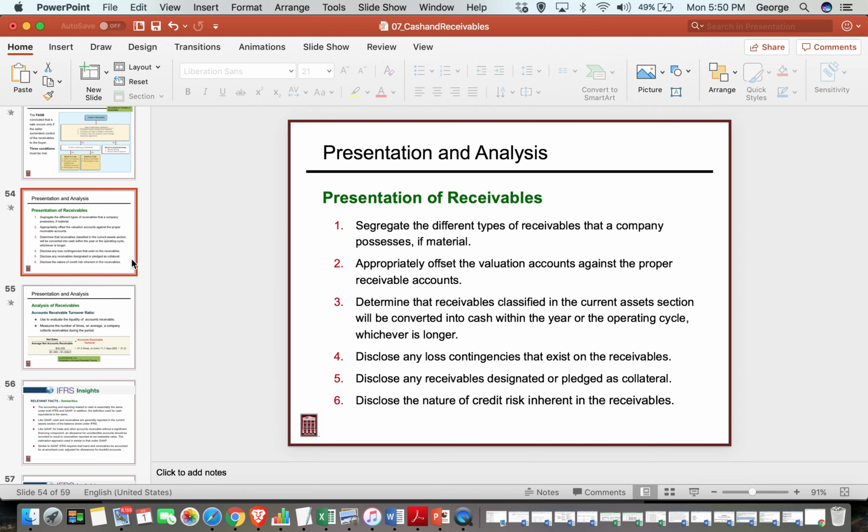Presentation of receivables. So separate the different types of receivables that a company possesses: note receivable, account receivable, and so forth. Offset the valuation accounts against proper receivable accounts, if you have those. Determine that receivables classified as current will be converted into cash within the year or operating cycle, whichever is longer. So in other words, it has to be a current asset. Disclose any loss contingencies that exist on the receivables, so maybe a lawsuit or something related to those, and we need to disclose that in our notes. Disclose any receivables designated or pledged as collateral, and then disclose any credit risk inherent in the receivables.